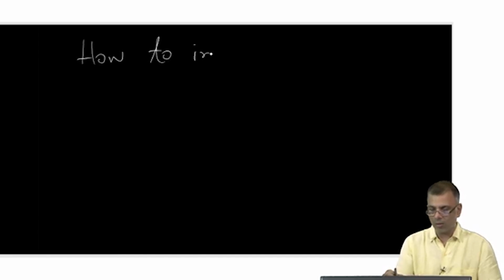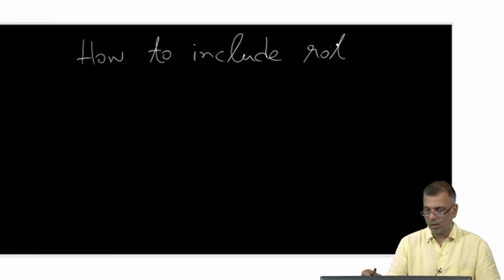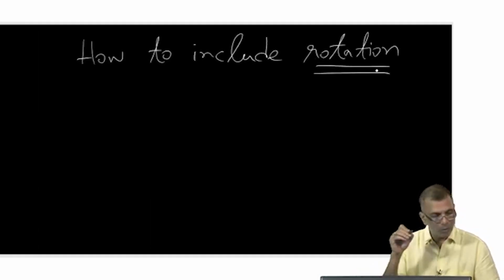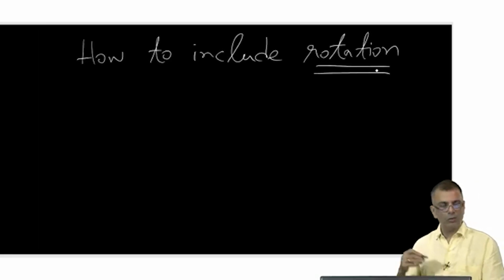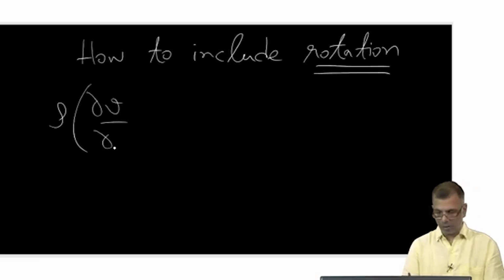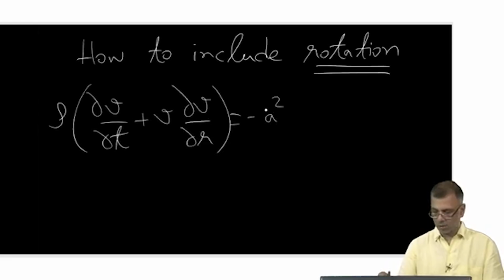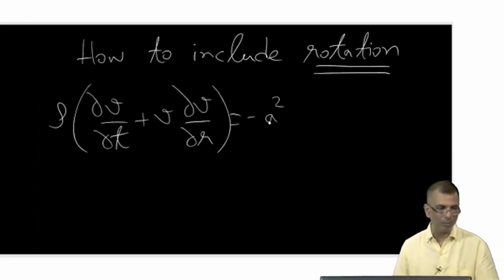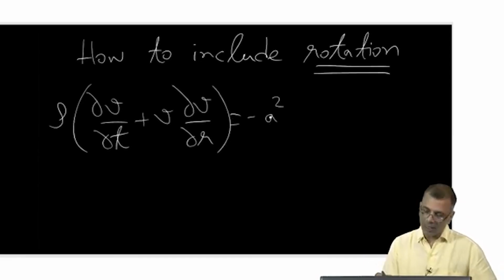The other main thing about the discussion is how to include rotation. The way you include rotation is you modify the momentum equation, which looks like this. The sound speed is generally called A in this paper, so I am simply writing A. So, A is essentially what we used to call c_s squared.